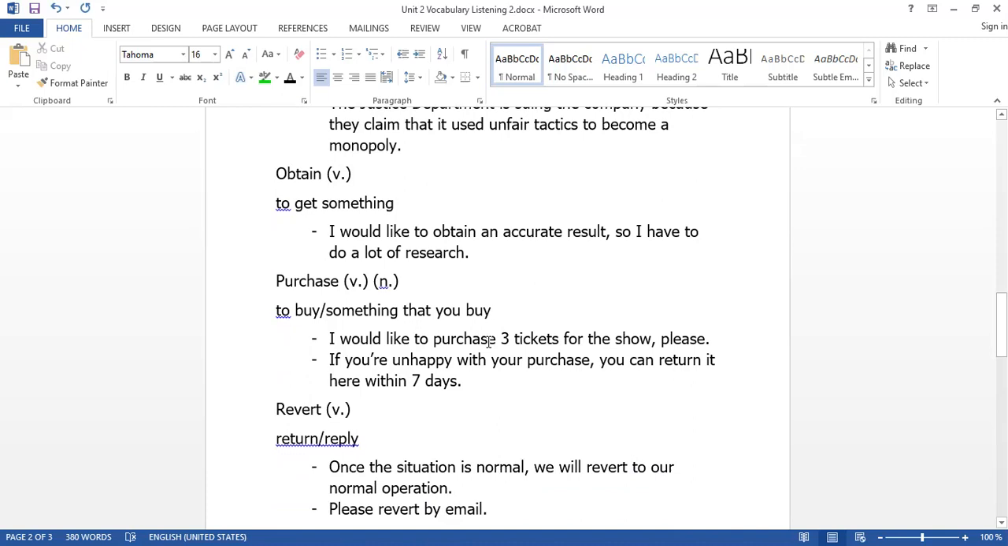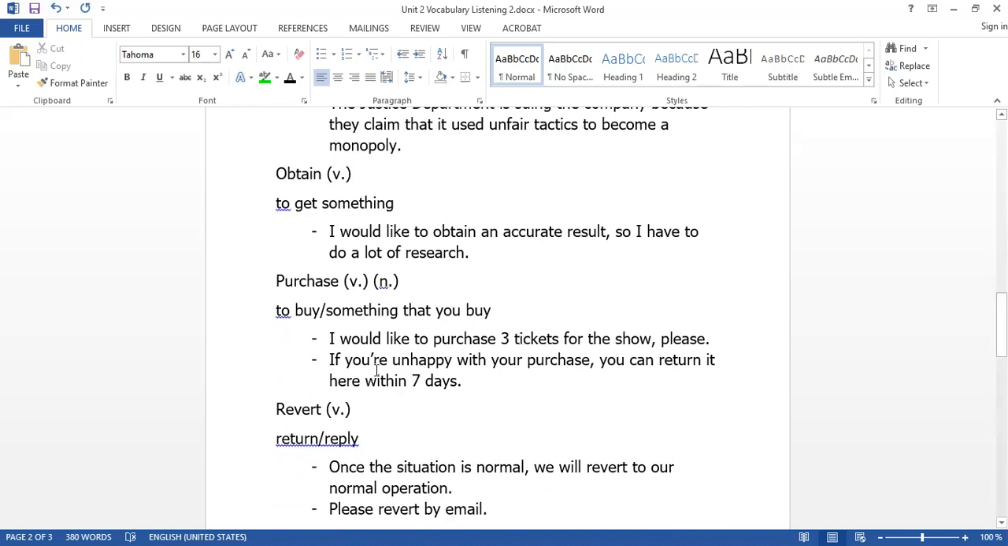The next word is purchase. Purchase is very easy because it means to buy. To buy something, or you can be talking about a particular thing that you buy. It could be the verb to buy or the thing itself. The first meaning: I would like to purchase 3 tickets for the show, please. Same thing: I would like to buy 3 tickets for the show, please. Exactly the same.